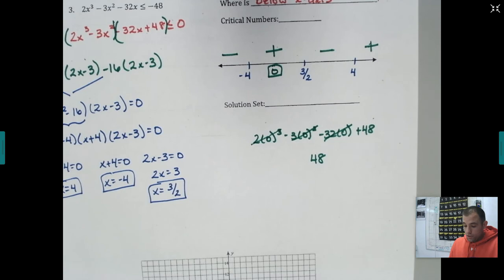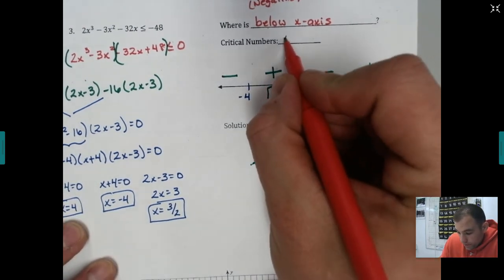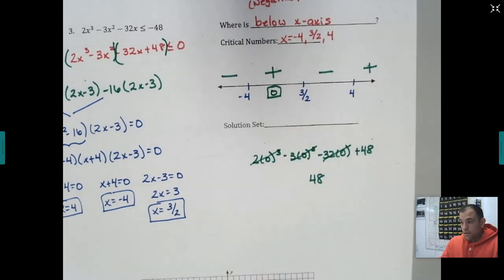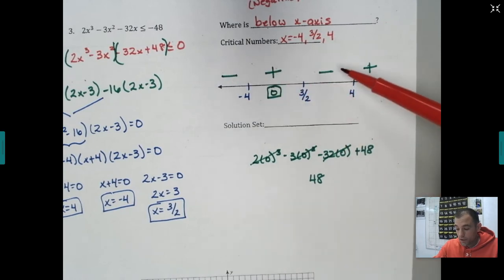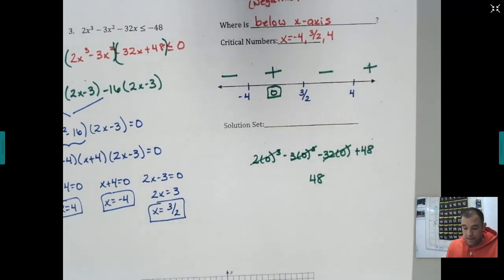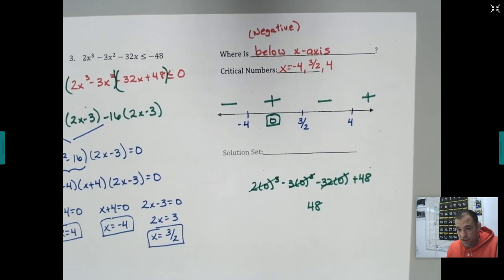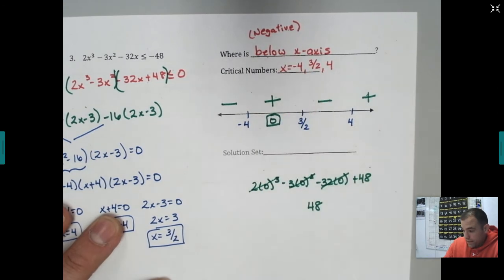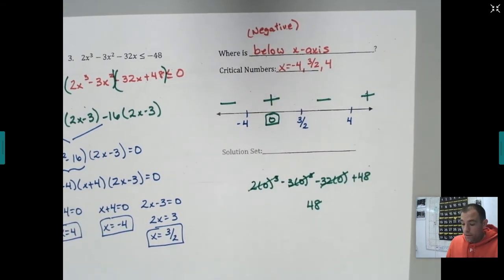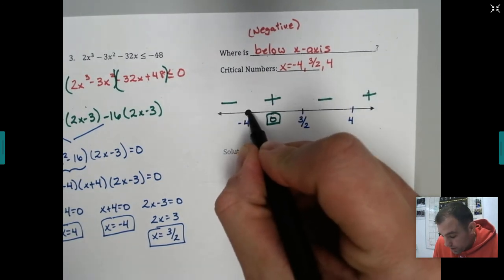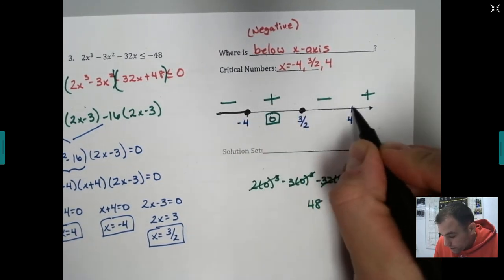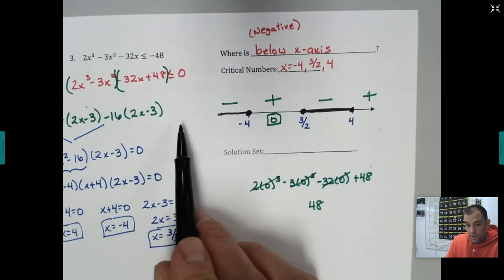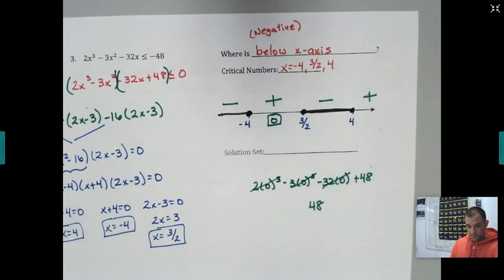All right? So I forgot to write my critical numbers right here. Sorry about that. Negative 4, 3 halves, and 4. Okay. So now we have our number line, right? We have what it looks like. And now we think about what this is asking us to find. It asked us where it is below the x-axis, which means negative. So we only want the part that is negative. So that is this part here and this part right here. These are the only 2 pieces that are negative, right? Because here it was positive and here it was positive.